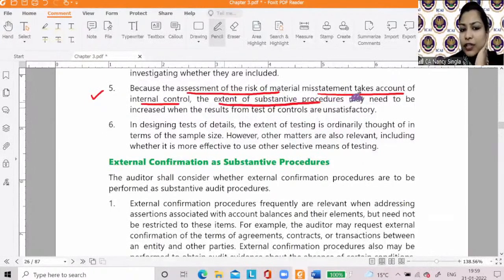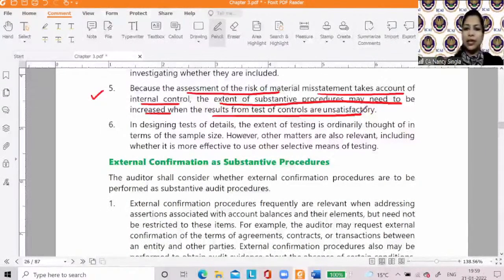The extent of substantive procedure may need to be increased when the results of test of controls are unsatisfactory. What does that mean? It means that under SA 315, the auditor decided that he will rely on internal control. When he responded to those assessments under SA 330 and performed test of controls, he found that the results are not satisfactory. There are deviations. So in that case, the auditor will have to increase the extent of substantive procedures. That is, he will have to increase his checking. He will have to perform the test of details.